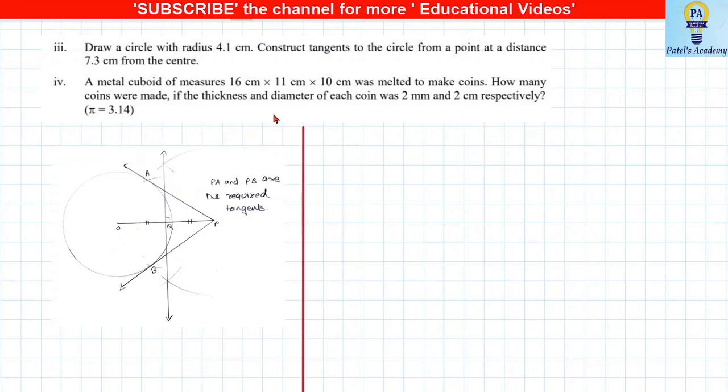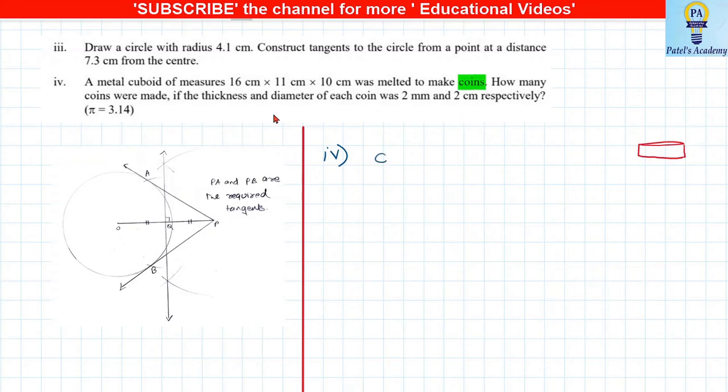So now let's start with the next sum, that is sum number 4. Okay, so here we have a metallic cuboid of measure 16 by 11 by 10. Okay, so that is nothing but a cuboid. This is a cuboid. It is melted to make coins. So when I say a coin, the shape of the coin is like this. The coin is somewhat like this. Okay, so it is nothing but a cylinder. Yes, the coin is nothing but a cylinder, and they have given the dimensions of the coin also. The thickness and the diameter are given as 2 mm and 2 centimeters.